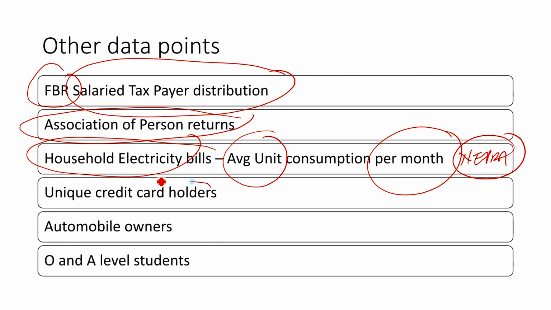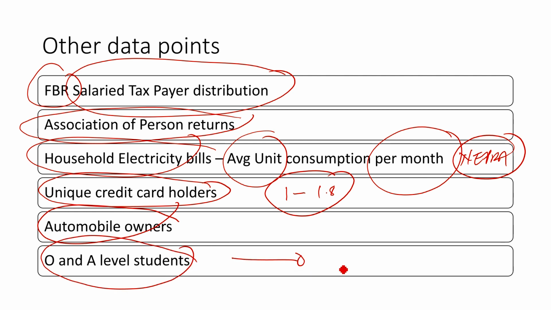You can also look at unique credit card holders. Depending on who you ask, the numbers are between, I think, 1 million to maybe about 1.8 million credit card holders, automobile owners above a certain size, O and A level students as an indication of the underlying urban households where these students come from. Actually dig out the data, use that data to document the profile of the middle class. And the more well documented the middle class is, the stronger the case for your market size and your startup in Pakistan. So where is this going?